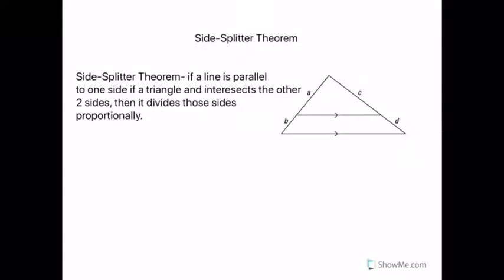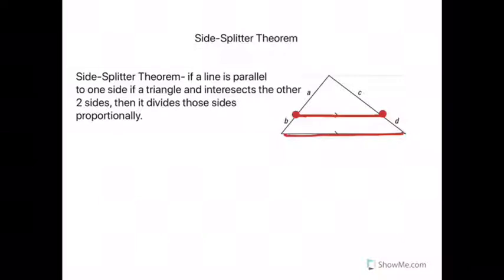So this is the side splitter theorem. If a line is parallel to one side of a triangle and intersects the other two sides, then it divides those sides proportionally. So the line that we're speaking of is this line here. It is parallel to the base of my triangle. Check. And then it intersects the other two sides at this point and this point.